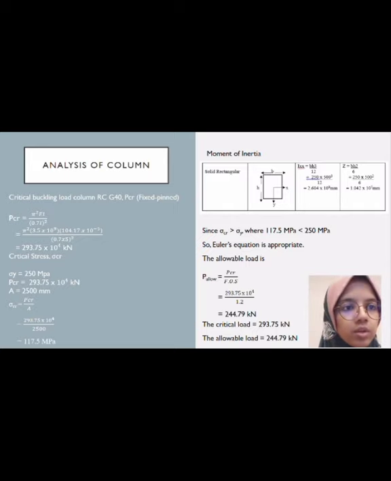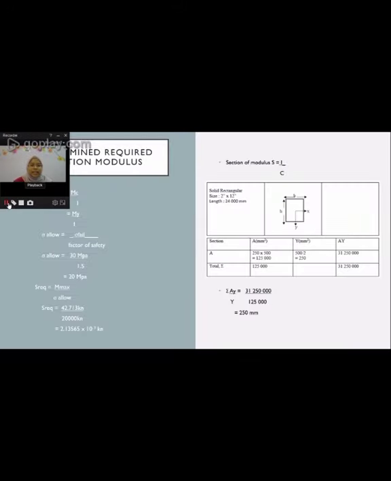The allowable load that we got is 244.79 kilonewton. Okay, next is determine required section modulus. Okay, we have this allowable stress, maximum, which we got 20 MPa and 2.13565 times 10 to the power of negative 3 kilonewton. Okay, this one is section modulus.